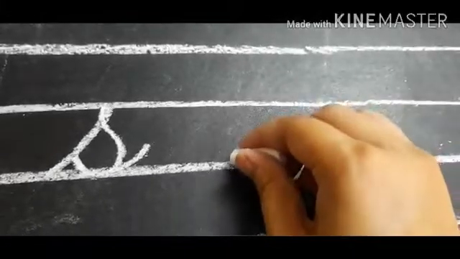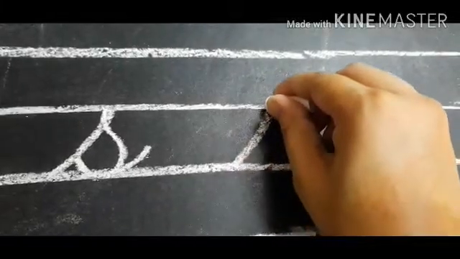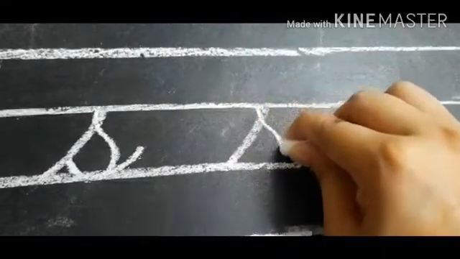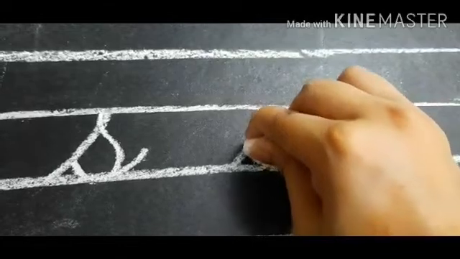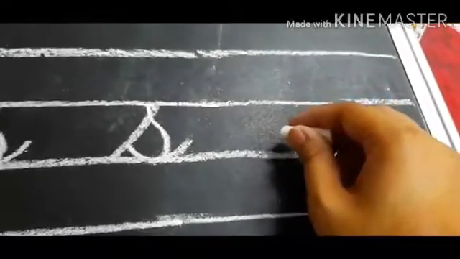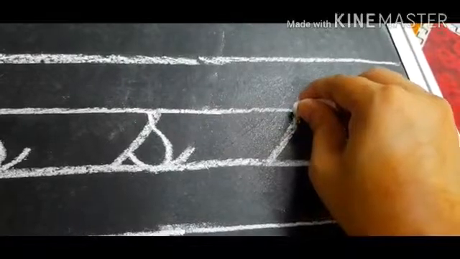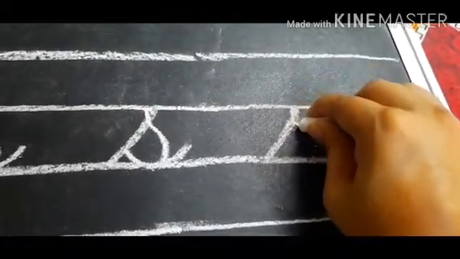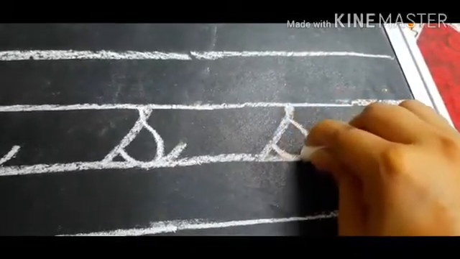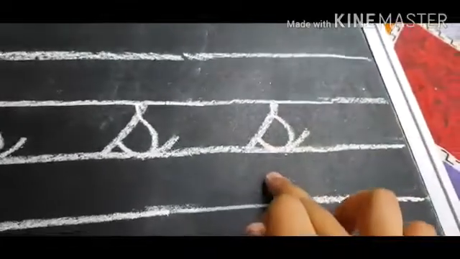Cursive S. Look here once again. From the third line, go slant, take a turn without making a circle, then make a half curve, touch this slanting line, come back and like this. Cursive S. Look here once again. From the third line, go slant, take a turn without making a circle, come down, make a half curve, touch this slanting line, back, and like this, cursive S.